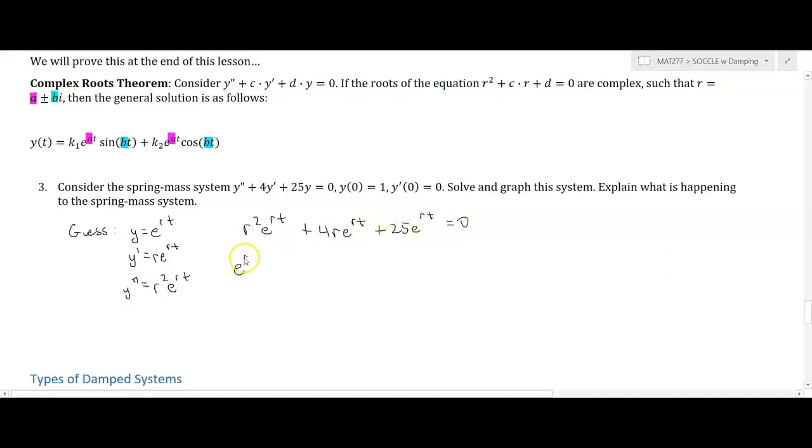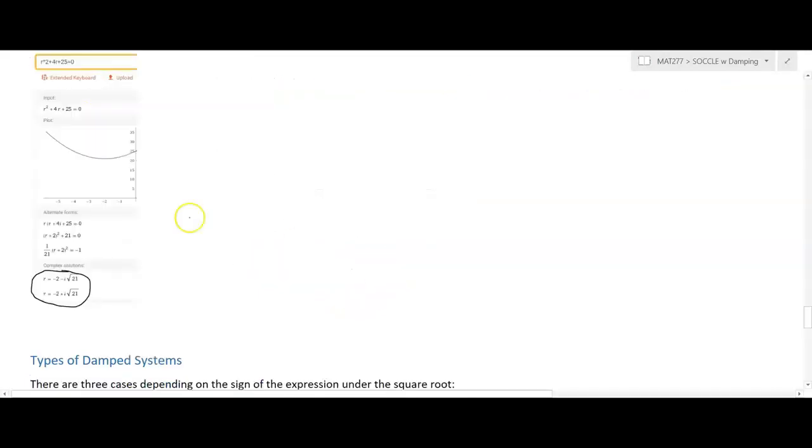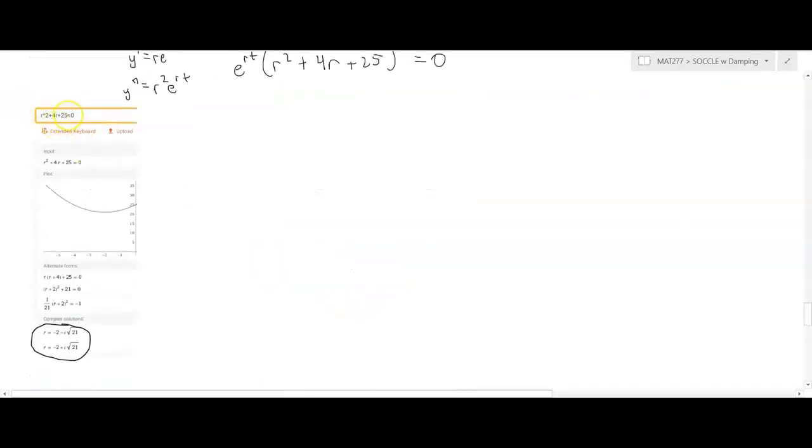And again, you see we factor out e to the rt. This part's very consistent regardless of whether or not you're going to have real or complex roots. We just don't quite know yet. Now we find the roots of this guy. I'm going to go ahead and jump to Wolfram Alpha and do this, since I don't really feel like computing it. Now, as mentioned, using Wolfram Alpha, you can just enter it in as you see here, and it comes up with two complex roots.